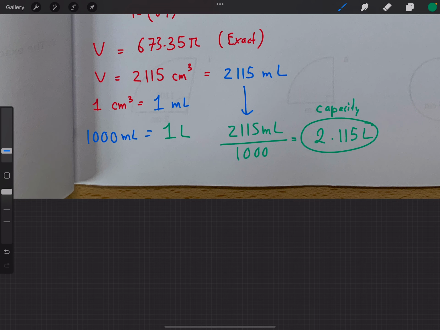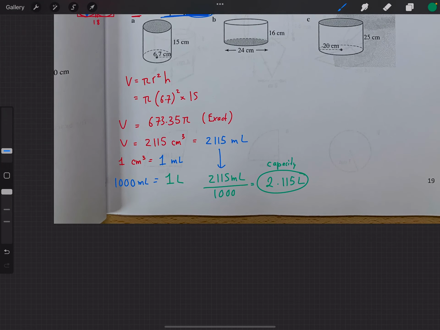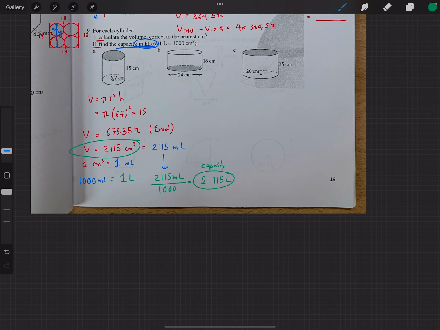Capacity is usually in terms of milliliters and liters, whereas volume is usually in terms of centimeters cubed or meters cubed or stuff like that. Okay, and you just have to do that for the other two questions and you're done.